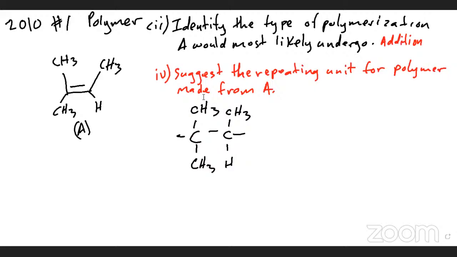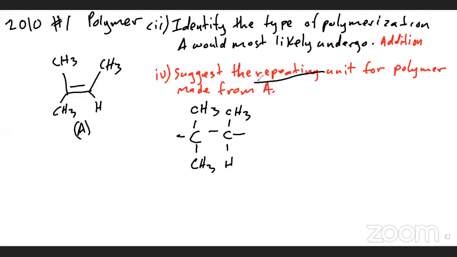So you wouldn't bracket it in this case and put an N or something? No, because it just asks for a repeat. So we are not joining a polymer now. So we just join the repeating unit. So it says suggest the repeating unit.